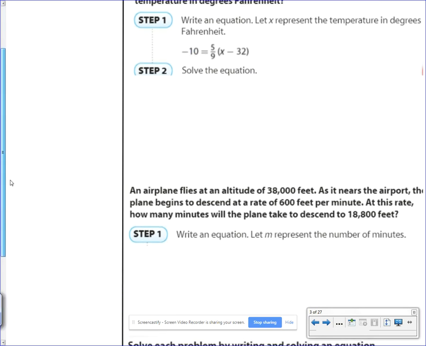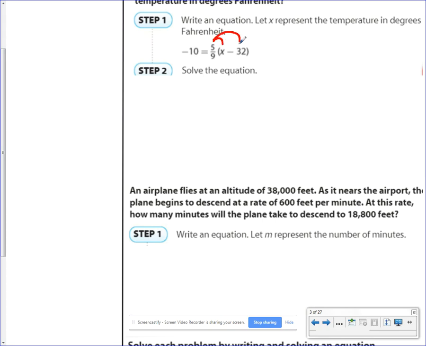So here we go. This is your Fahrenheit temperature. The first thing you have to do is subtract 32. Then we multiply by 5/9 and we get -10. So let's solve this equation.